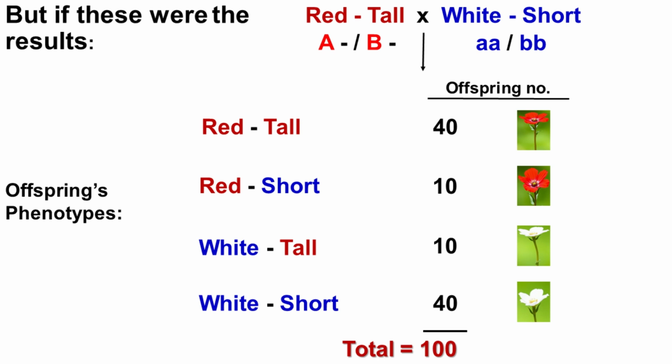Since the white short parent can only produce recessive ab gametes, the red tall parent must have contributed either dominant AB or recessive ab gametes to produce the parental types. Therefore, the genotype of the red tall parent is heterozygous.